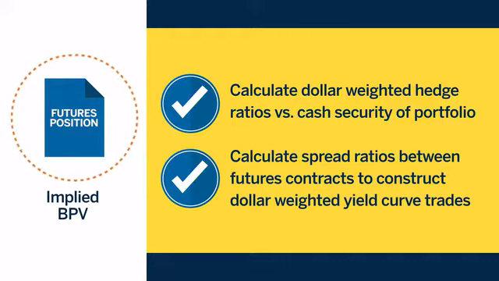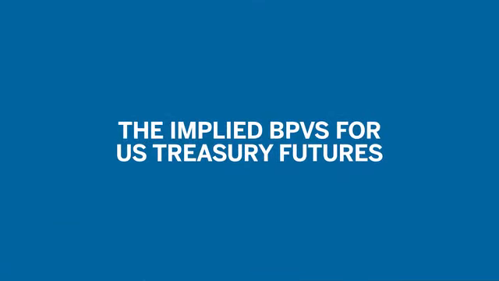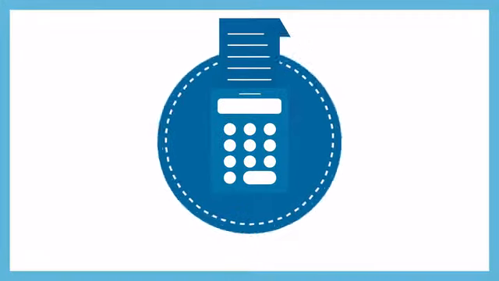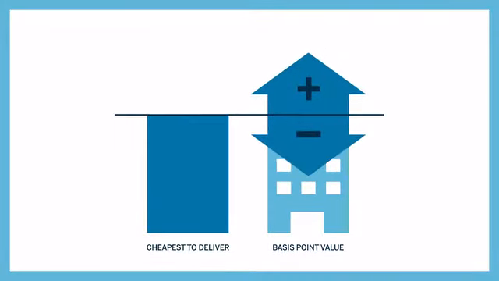The implied BPVs for U.S. Treasury futures can be used to calculate appropriate dollar-weighted hedge ratios versus a cash security or portfolio, or to calculate the spread ratios between futures contracts so we can construct dollar-weighted yield curve trades.